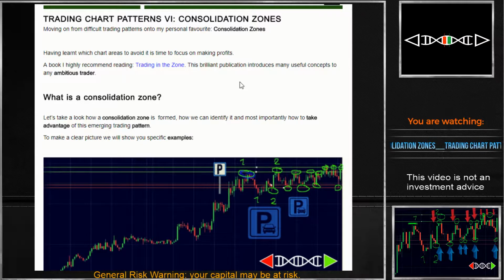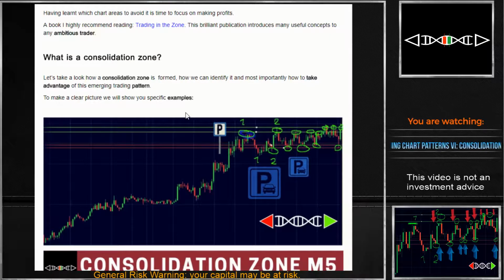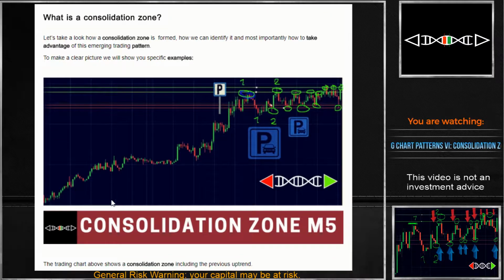What is a consolidation zone? It's a zone that's, let's say, sideways on a chart. If we take a look at this example, it is always formed after a very significant or rather strong uptrend, or it could obviously be formed after a downtrend. But in this specific example, I would like to talk about a zone that's formed after an uptrend.